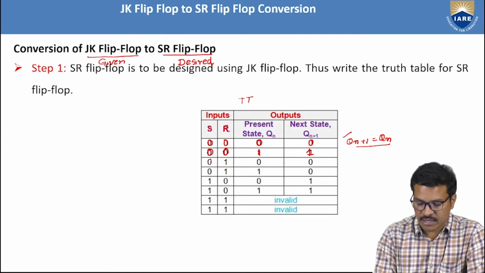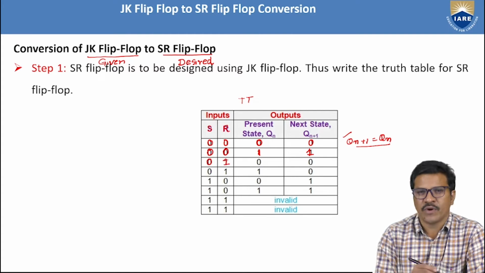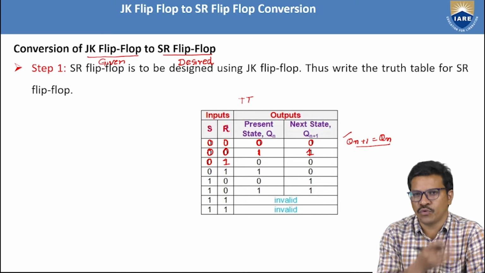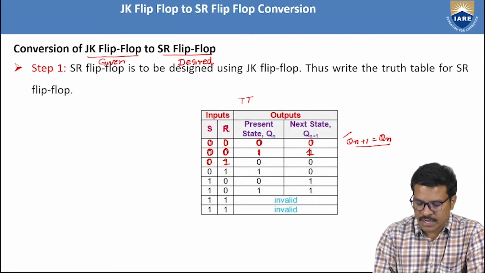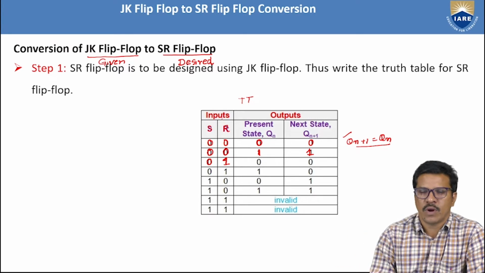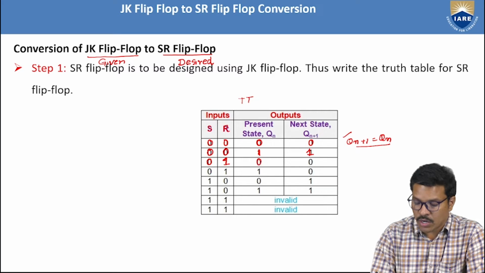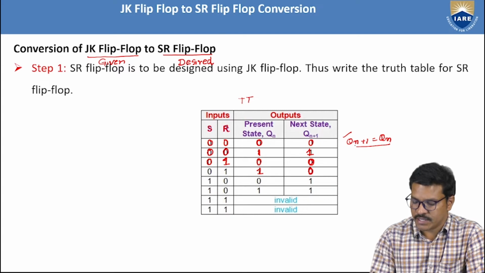And then the next case, S0, R1. What does S0, R1 mean in the SR flip-flop truth table? We remember that R means reset the output. Whatever the present state, after applying 0, 1, the next state gets reset. So if it is 0, it gets reset to 0. If it is 1, it gets reset to 0. Whatever the input combination, the output must be reset. So this one is reset.